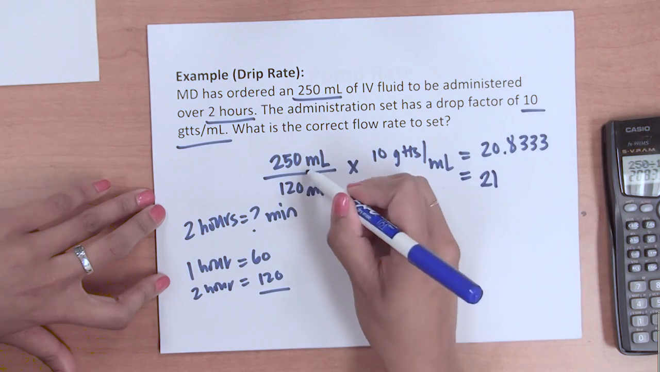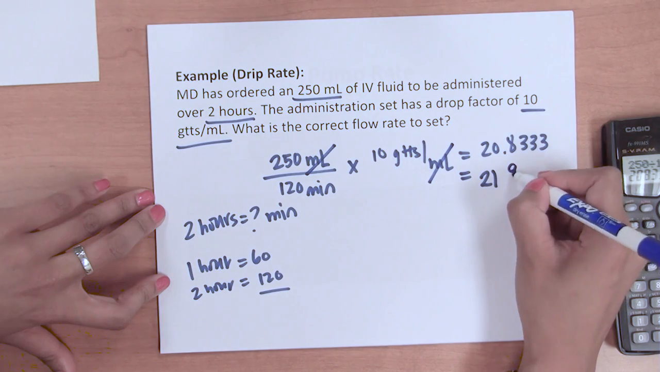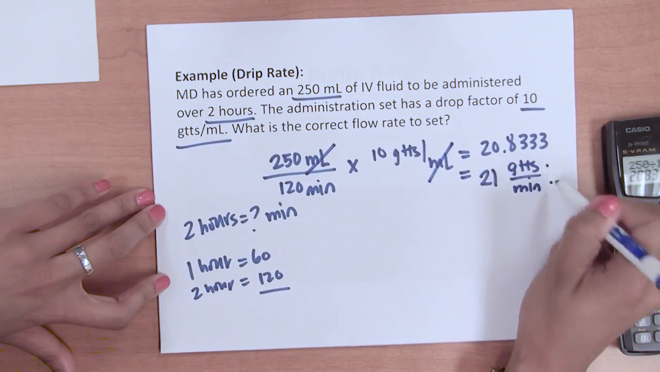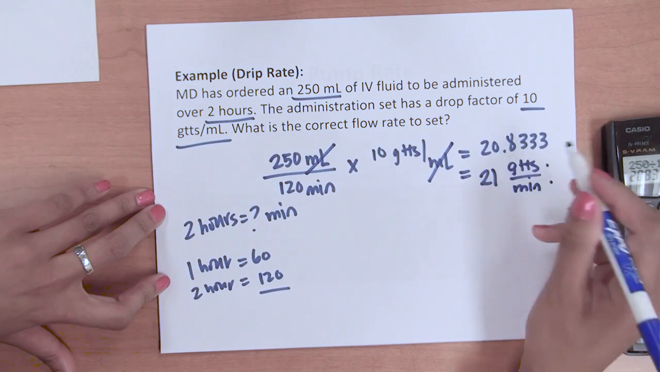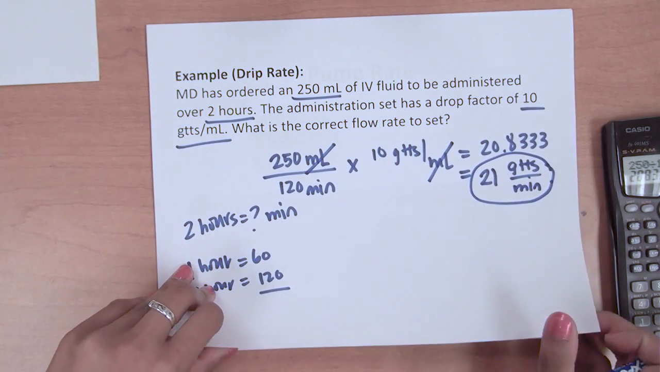And let's figure out our units. So mils gets crossed out. We're left with GTTS per minute, which is perfect because that's what we wanted, drops per minute. The flow rate we're going to set is this right here, 21 GTTS per minute.